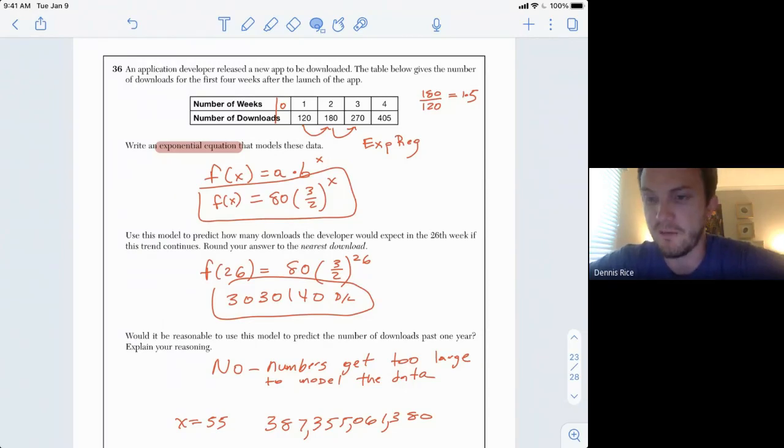All right, guys, everyone. Yeah, you would round normally for this. It said nearest download, so you would round mathematically. And Lucas, we figured out what we were multiplying by doing 180 divided by 120. It's an exponential function, so it's a times b to the x power. 1.5 or 3/2 is our base, and we found 80 by dividing. We did 120 divided by 1.5 to find 80.